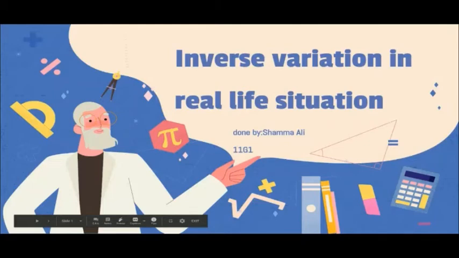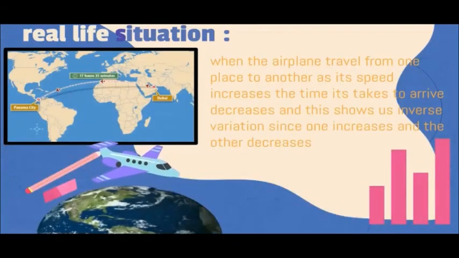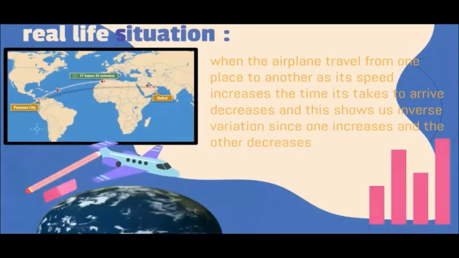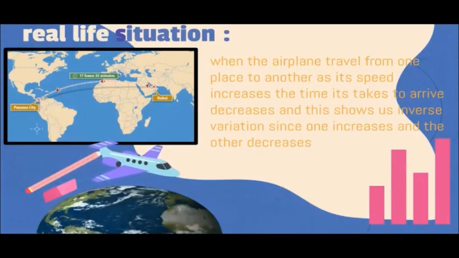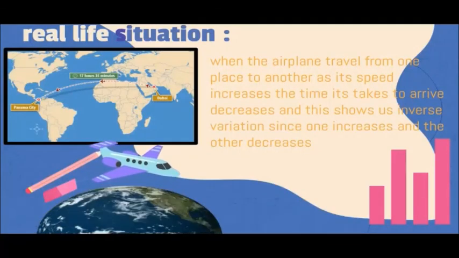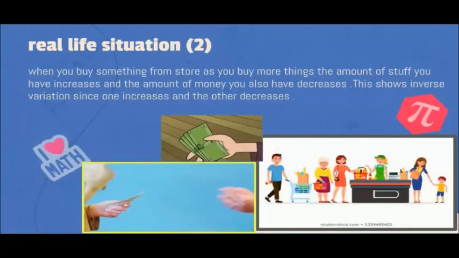Inverse variation in a real-life situation, done by Shamma Ali 11G1. Real-life situation. When the airplane travels from one place to another, as its speed increases, the time it takes to arrive decreases. And this shows us inverse variation, since one increases and the other decreases.